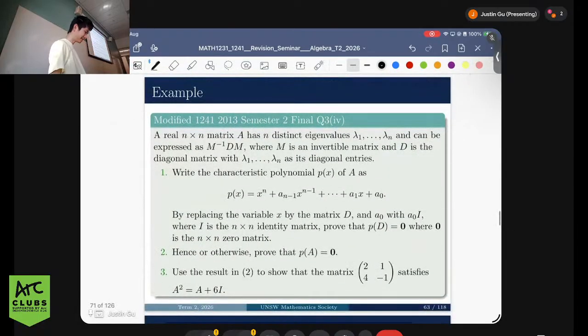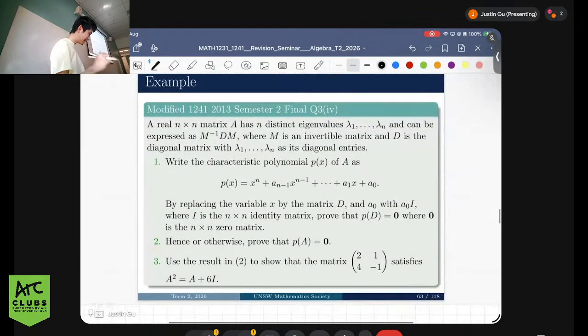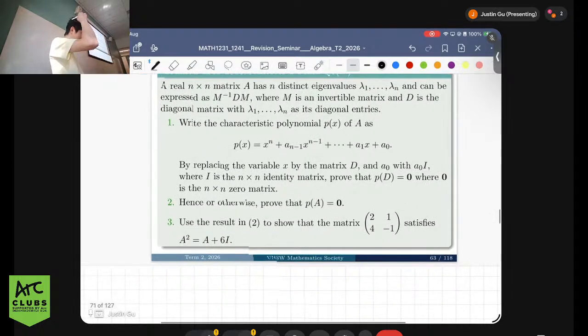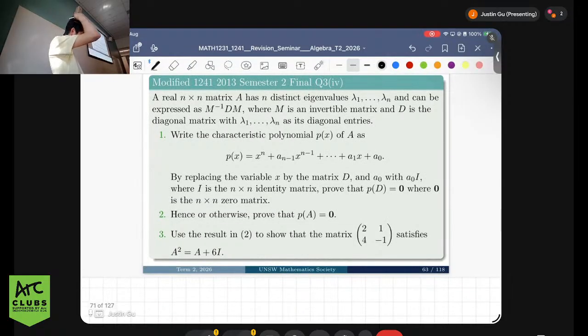Okay, so let's do a harder question. A real n by n matrix A has n distinct eigenvalues and can be represented as M inverse D M, where M is an invertible matrix and D is the diagonal matrix with lambda 1, and so on, as its diagonal entries. Write the characteristic polynomial P of x of A as this thing by replacing the variable x with the matrix D and a0 with a0 I, where I is the n by n identity matrix. Prove that P of D equals the 0 vector.